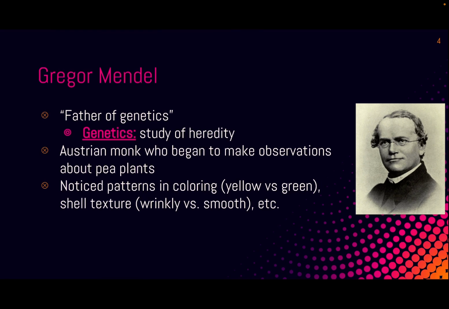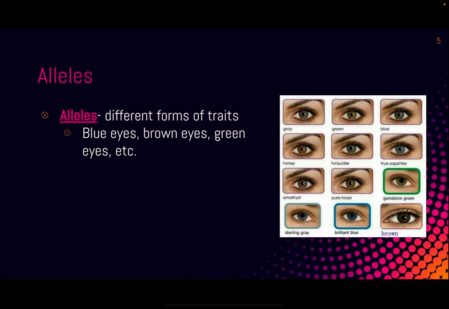Gregor Mendel was an Austrian monk who began to make observations about pea plants. One of the things that he noticed was that there were patterns in these pea plants between different generations. So if both parents were yellow, then the pea plant would be yellow. But if the pea plant had a green parent and a yellow parent, then it'd be green. So those were some of the observations he made. He also took a look at shell texture, so if they were wrinkly or smooth, and he began to notice all of these different things. And from this, he was able to discover genetics and how traits are passed on.